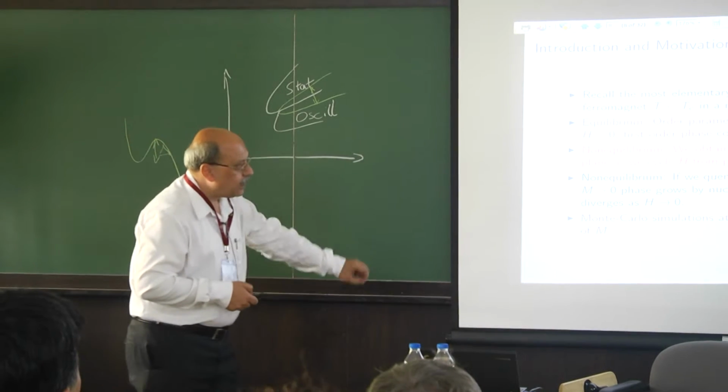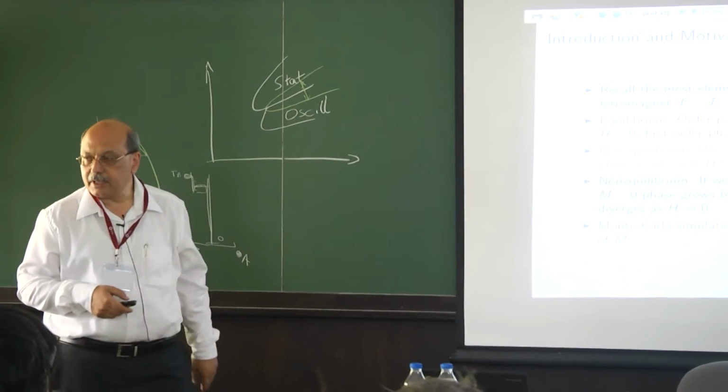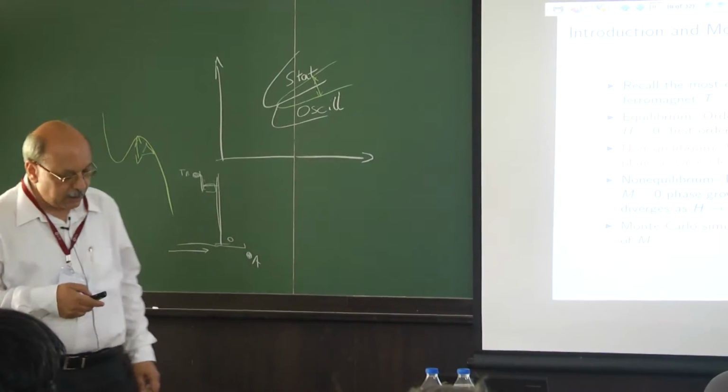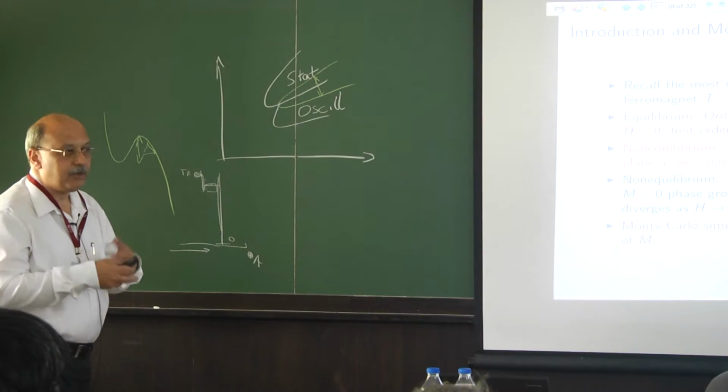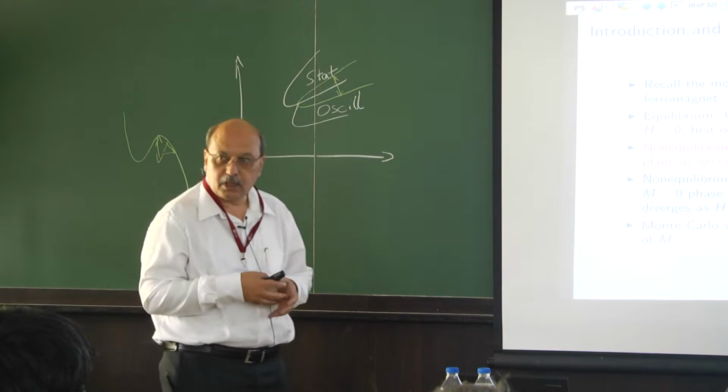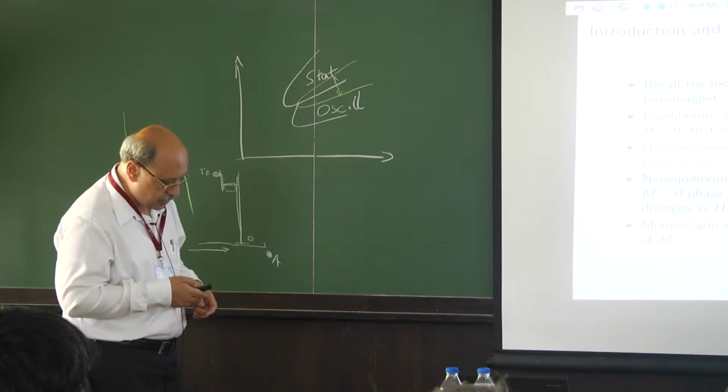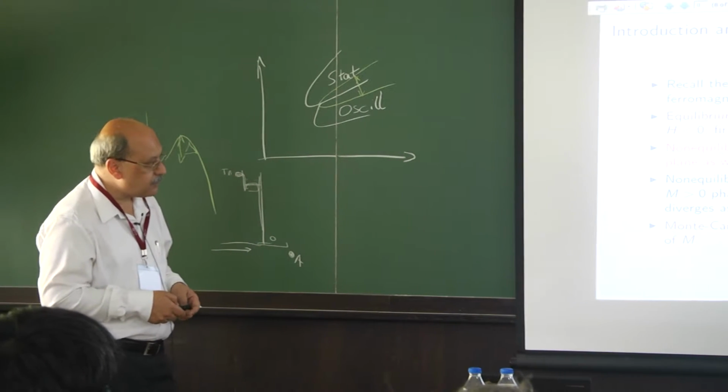If you have a very shallow quench, when you are very close to that first order boundary, the nucleation time, the time required for the formation of the critical nucleus, diverges as H goes to 0.